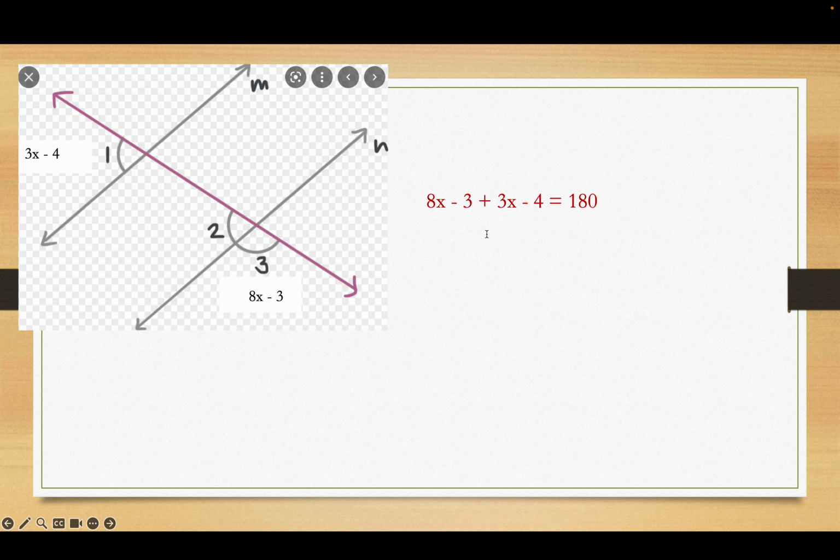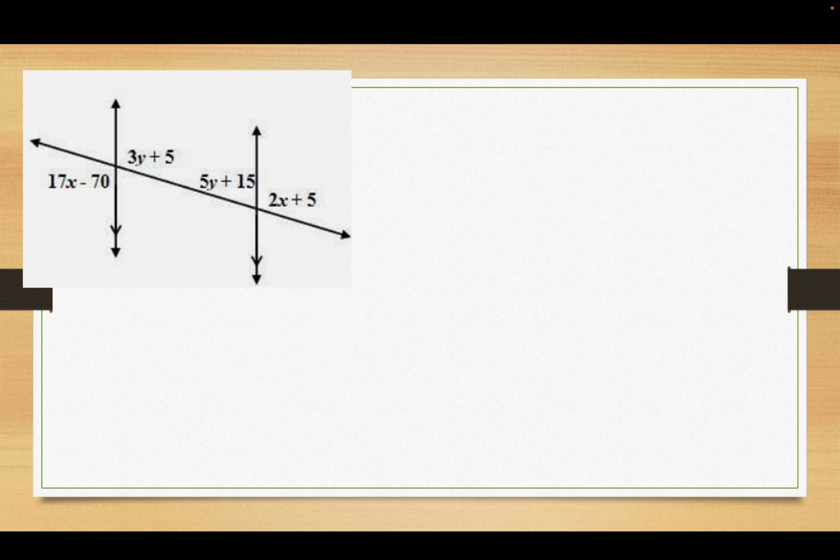8x plus 3x is 11x. Negative 3 and negative 4 is negative 7. 11x minus 7 is 180. Add 7 to both sides. 11x is 187. Dividing. X is 17. All right. So now you're going to have to find x, and you're going to have to also find y. Go ahead.